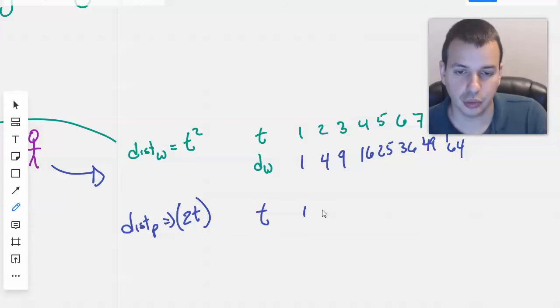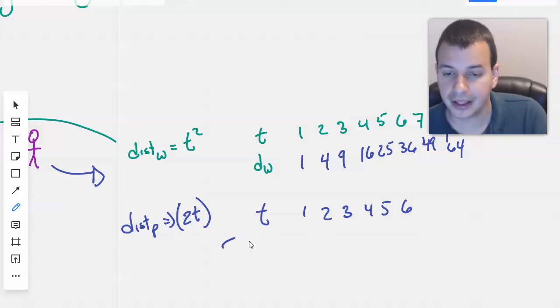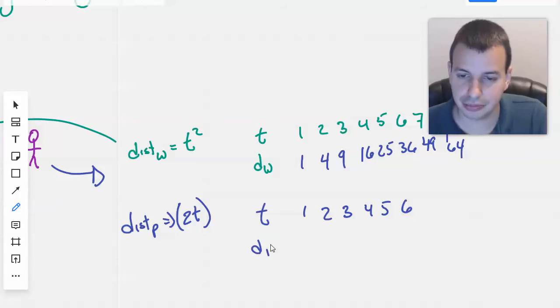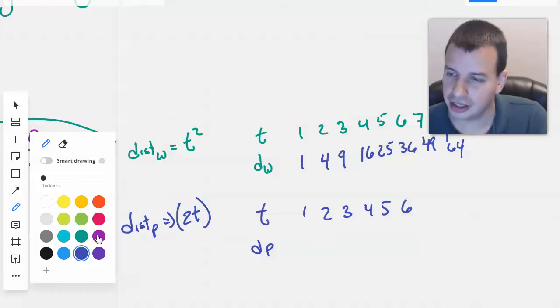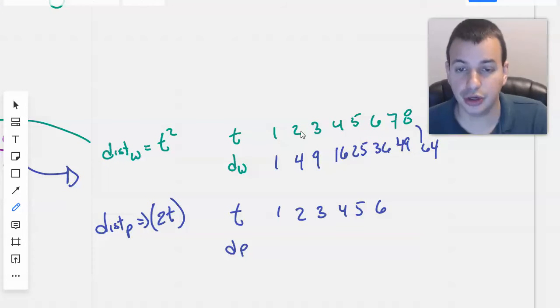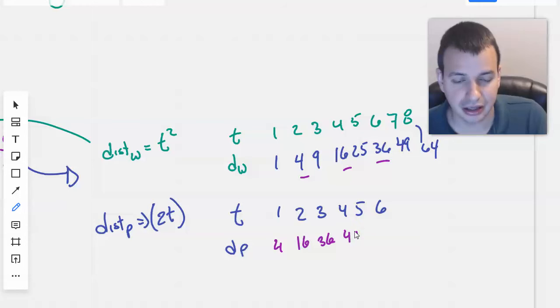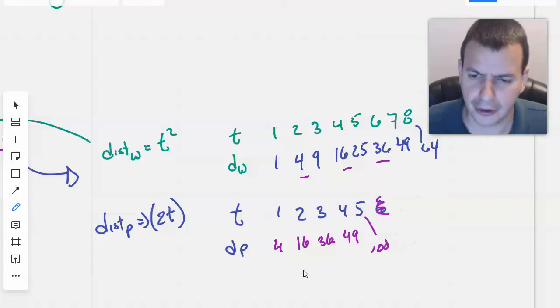So let's see here. Do 1, 2, 3, 4, 5, 6. And do distance person. And I'll change colors just to either clarify or add confusion. And so the idea here is at 1 second, you want to be where the wolf would be at 2 seconds. So 4. And at 2 seconds, you want to be where the wolf would be at 4 seconds. So it'll be 16. Let's say 36. 8 would be 49. And 5 would be at 10 seconds, which would be 10 squared, which would be 100. And I'm going to leave off 6 because I grow weary.